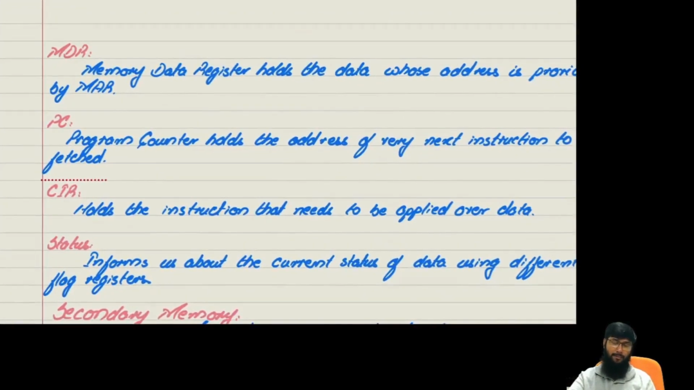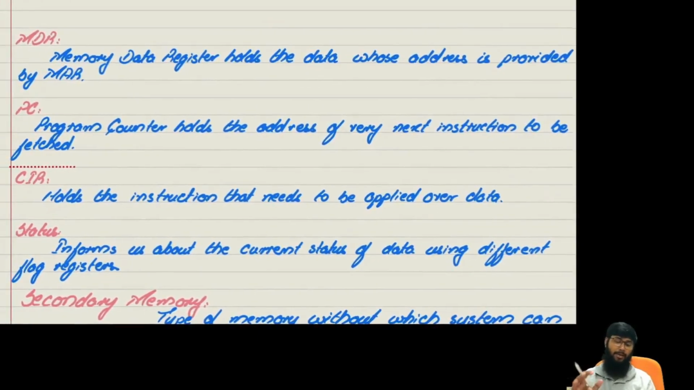Now when it comes to the MDR, the memory data register, or sometimes you may see it as a memory buffer register as well, it holds the data whose address is present in MAR. The content of that particular location will be stored into the MDR. That's the memory data register, or sometimes you may call it a memory buffer register.